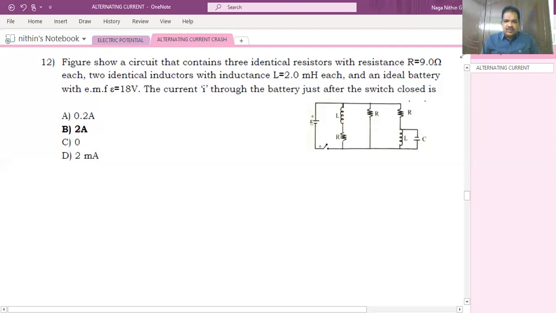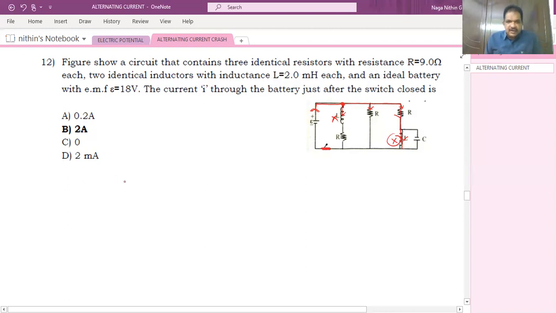Now, this switch is closed. Just after that, what is the current? The current starts from here and comes to here. At the start, the inductor will have infinite resistance, so current won't go in this manner. It will go like this. And when it is coming like this, here again it has infinite resistance, so it won't go through this. Is the point understood, what I am saying?